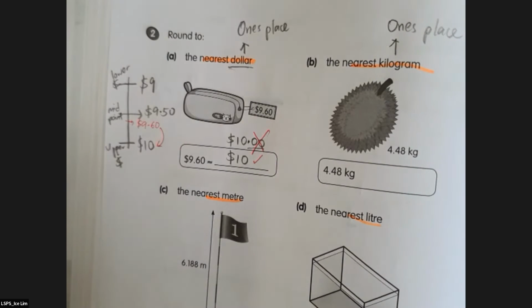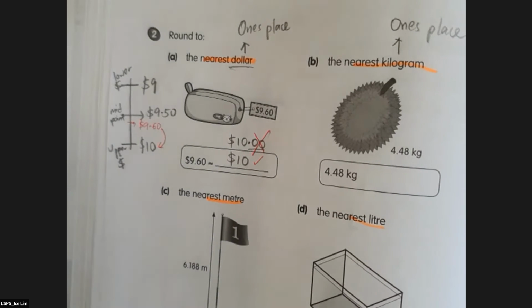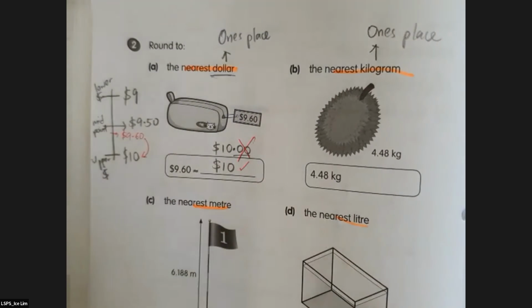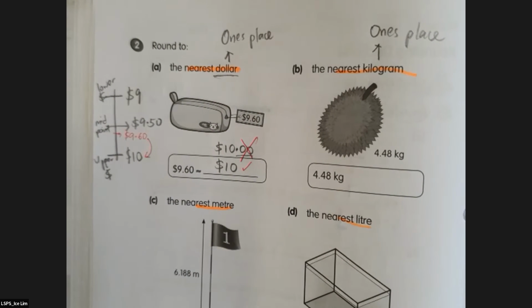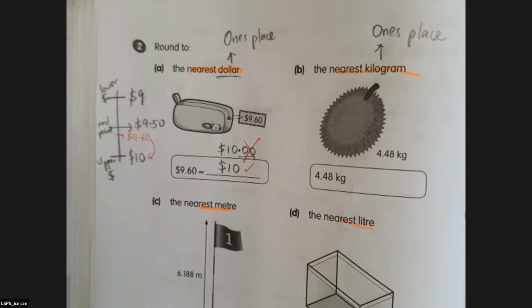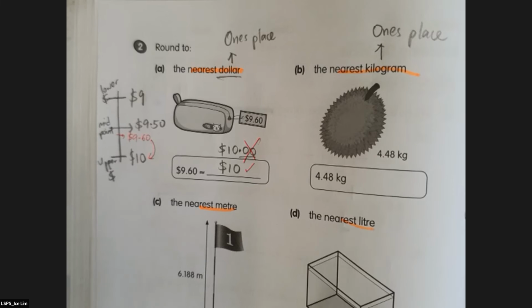I will change my activity today. Our group work we will do next week instead. I don't think we are ready for group activity because the topic of rounding seems so raw to you. 37, 38, do now.